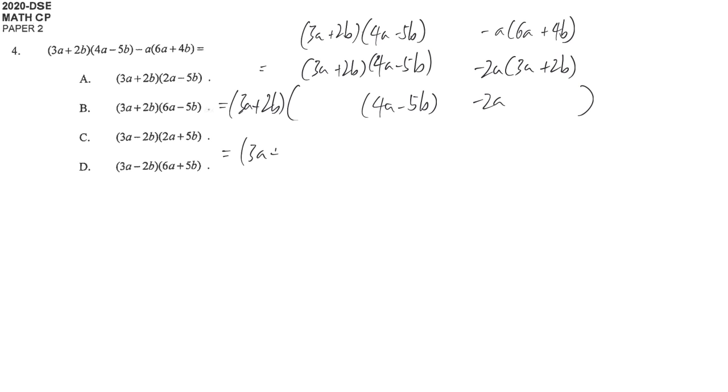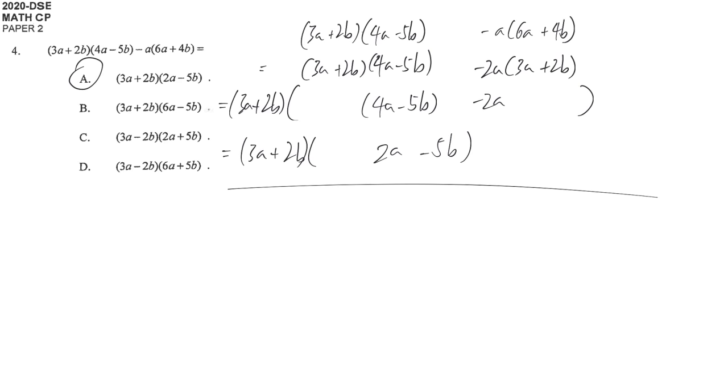And then we find out any like terms in the bracket. Because there is nothing outside, we just simply ignore the bracket. 4a minus 2a, we get 2a minus 5b. So it gives us the answer directly. Or you may expand it, but it's a little bit more time consuming.